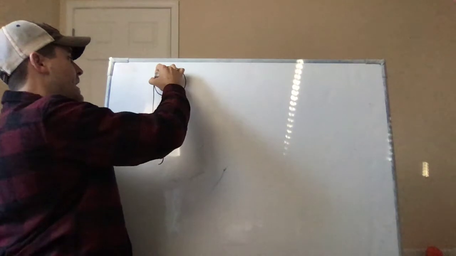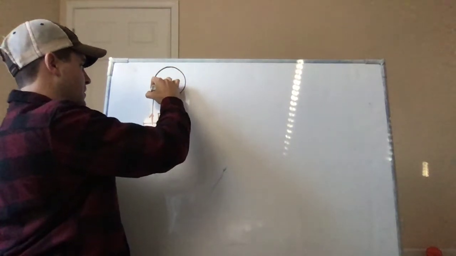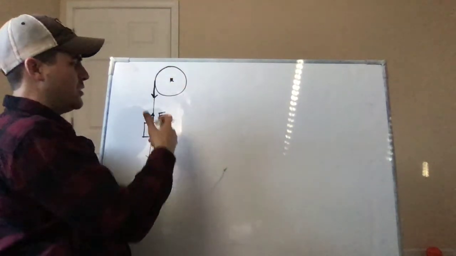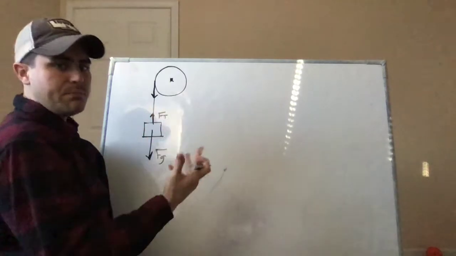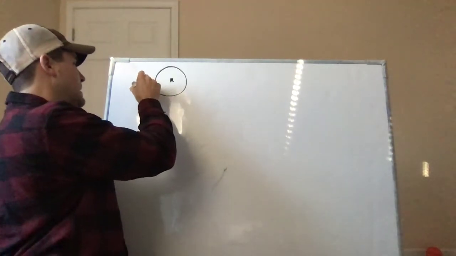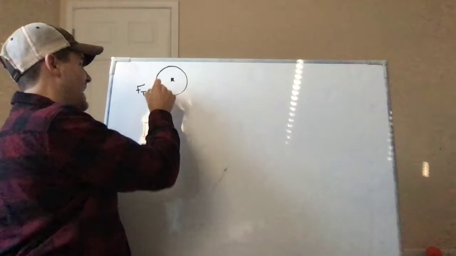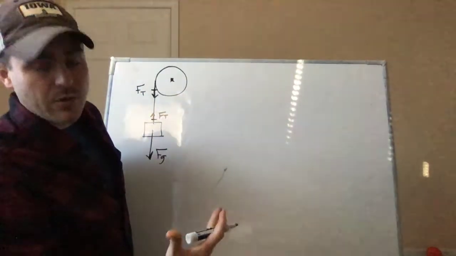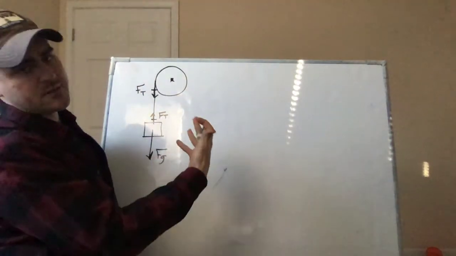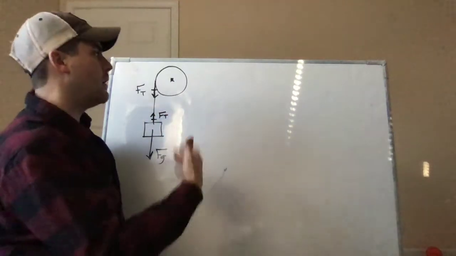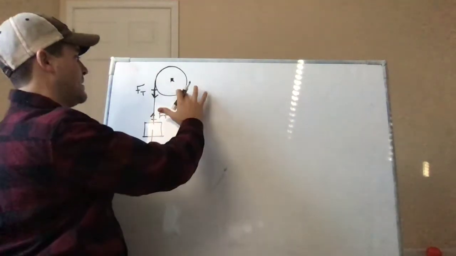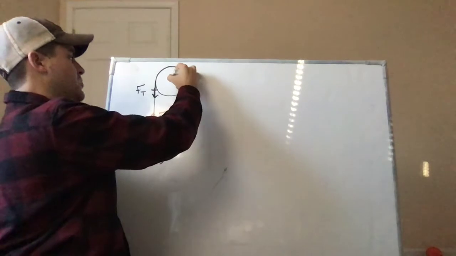Now there's a string. That string is attached to this pulley also. Because it's the same string attached to the bucket, the tension force on the bucket and on the pulley are identical. They are the same in magnitude, opposite in direction, not a third law pair, but opposite direction, same in magnitude.